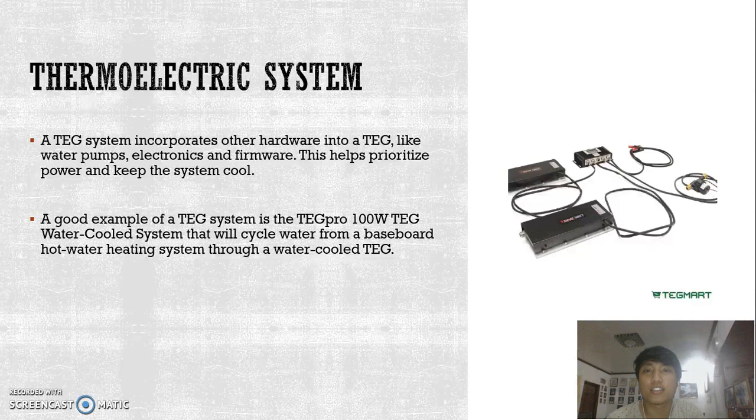Now, thermoelectric system. A TEG system incorporates other hardware into a TEG, like water pumps, electronics, and firmware. This helps prioritize power and keep the system cool. A good example of a TEG system is the TEG Pro 100 watts TEG water-cooled system that will cycle water from a baseboard hot water heating system through a water-cooled TEG. As you can see at the right, there is an example of a thermoelectric system functioning.